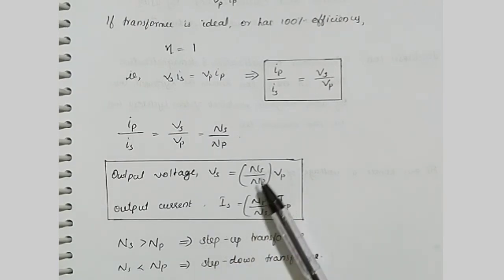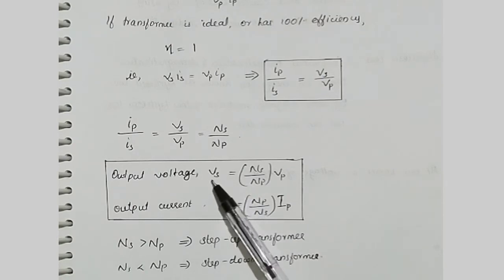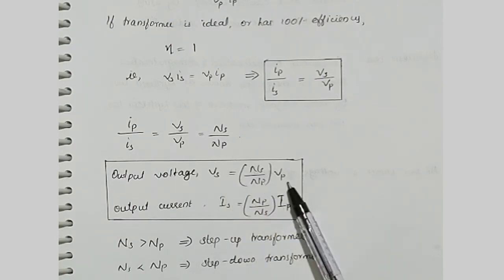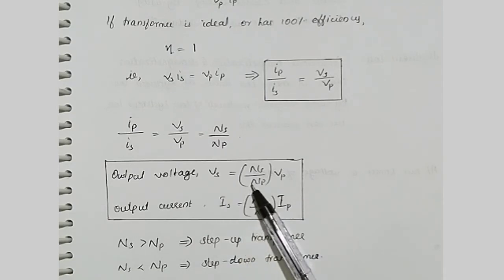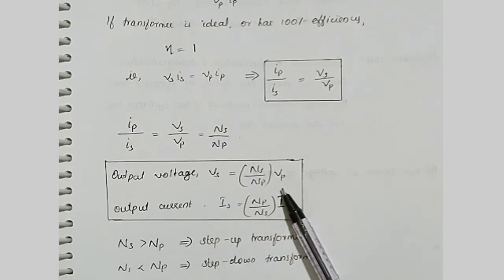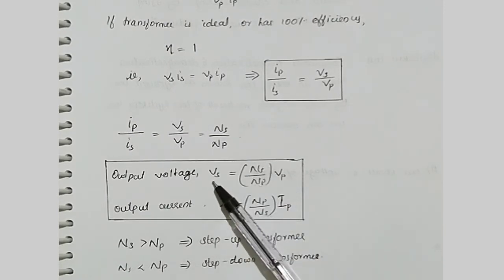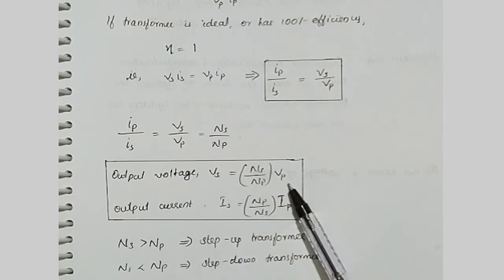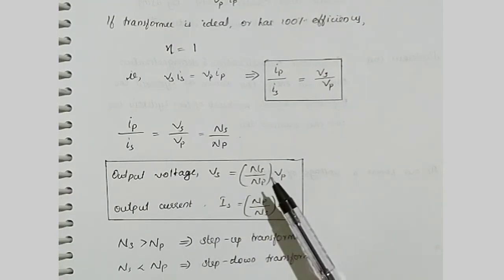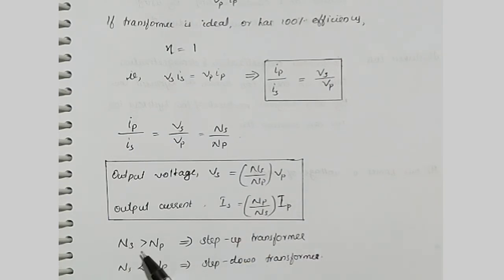Now if Ns is greater than Np, the output voltage is larger than the input voltage. Therefore the transformer behaves like a step up transformer, whereas if Ns is less than Np, then the output voltage will be less than the input voltage. Therefore this condition is the condition for a step down transformer. Thus we obtain two conditions, that is, when Ns is greater than Np, the transformer behaves like a step up transformer, whereas if Ns is less than Np, the transformer behaves like a step down transformer.